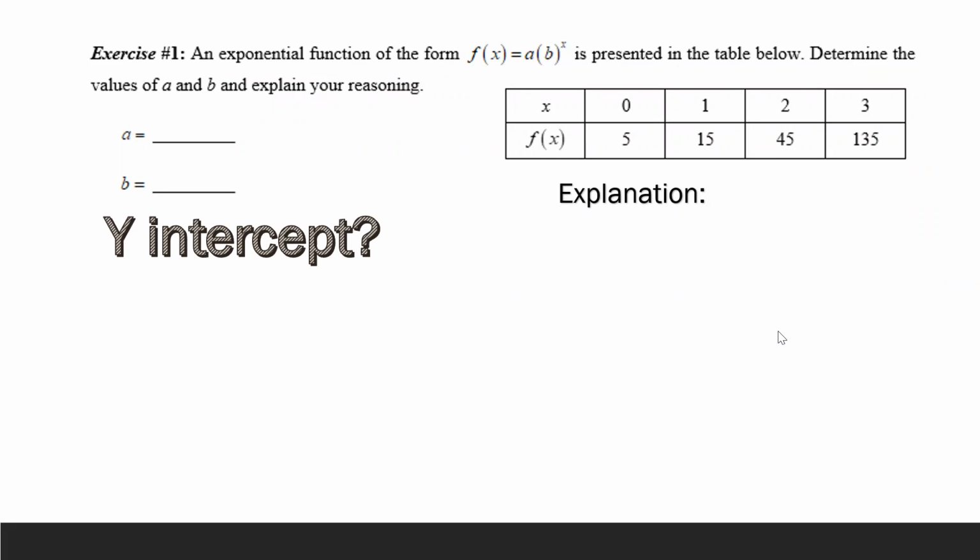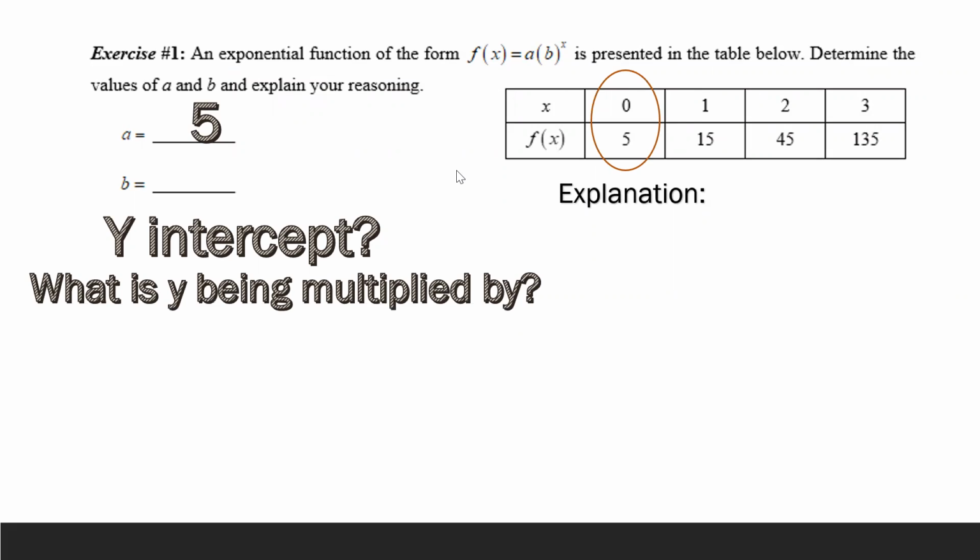If you remember from yesterday, the y-intercept is what gives you the a value. Looking at the table, we are given the y-intercept (0, 5), so our a value will always be 5. The b value is what the y is being multiplied by. It's very clear that the y value is being multiplied by 3 to get to the next one. So there's our equation: f of x equals 5 times 3 raised to the x.